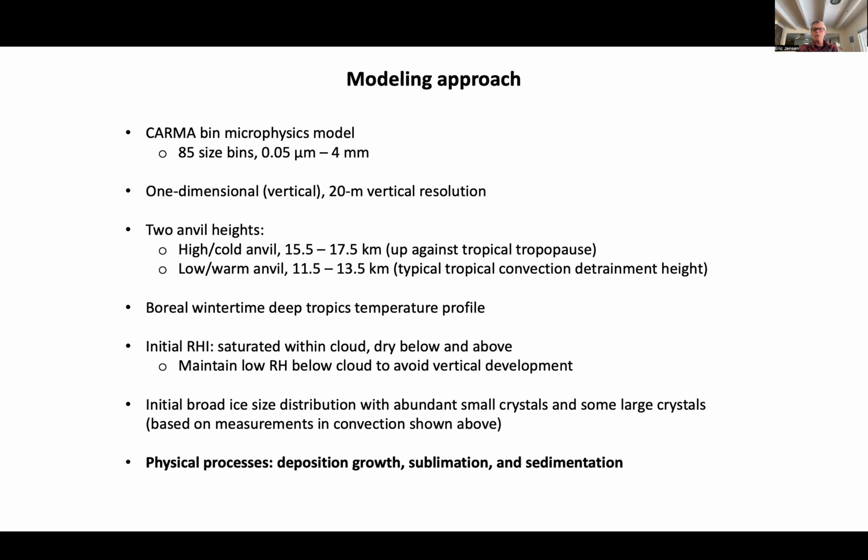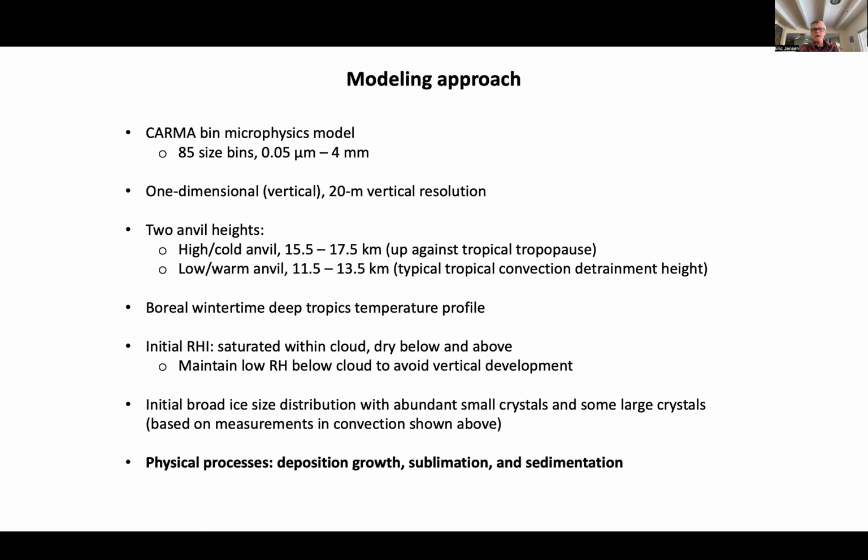And again, this is where the vast majority of convection detrains in the tropics. I'm using a boreal winter tropical temperature profile. And I initialize the relative humidity saturated in the cloud and dry below. I maintain a low relative humidity below, so I don't get a really deep vertical development of the anvil. This really shouldn't affect the results at the altitude I'm looking at. And I initialized the model with broad size distributions of ice crystals guided by the measurements I just showed.